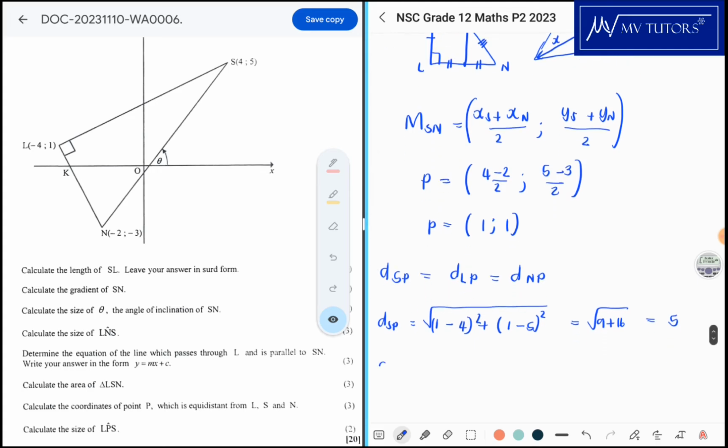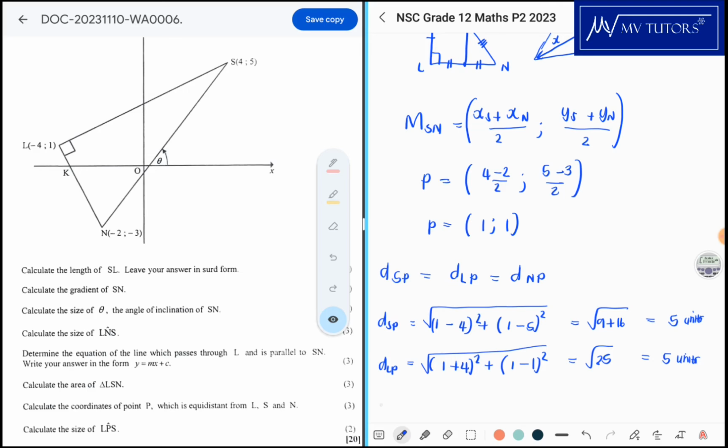Okay, so now the distance of LP. I'm going to start with P. So P is 1 and L is minus 4, so I'm going to just add 4 there. And we have 1 minus 1, that's 0. 1 plus 4, that's 5. 5 squared, that's root 25, which is equal to 5. So far we're good.